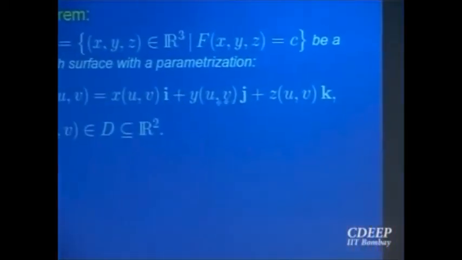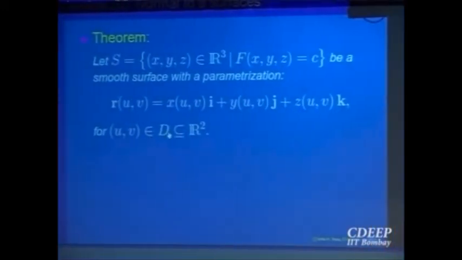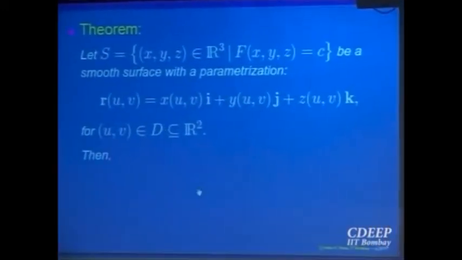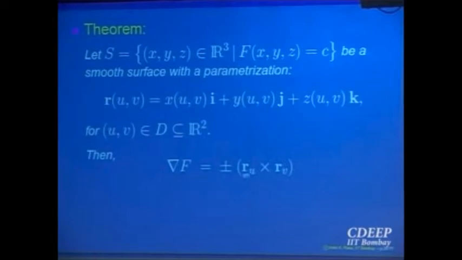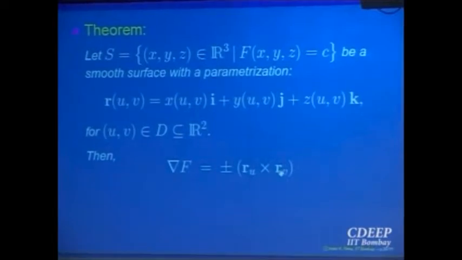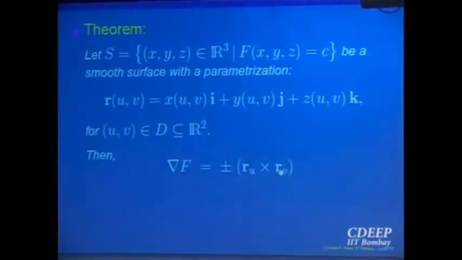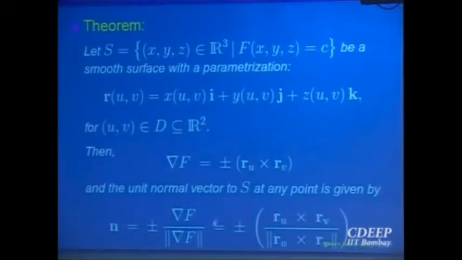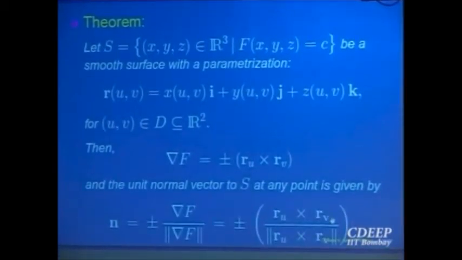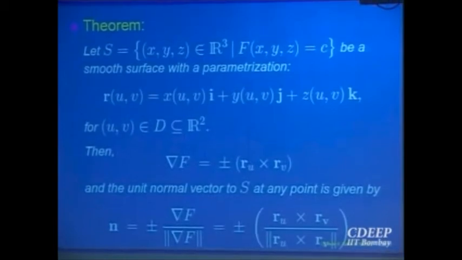right? So that is actually our next theorem, which says if S is a surface given by f(x,y,z) equal to C, which is smooth with parameterization r(u,v), u and v belonging to D, then a unit normal vector to the gradient is given by plus or minus r_u cross r_v, because it is going to be the cross product. So a normal vector will be r_u cross r_v divided by the norm of r_u cross r_v.